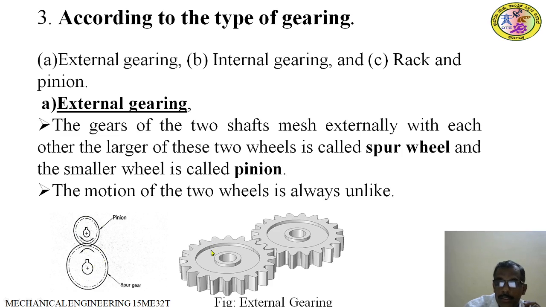Spur gear and pinion. The motion of the two wheels is always unlike here. If one is rotating in a clockwise direction, the other will rotate in an anti-clockwise direction. So the motions are always unlike, opposite to each other.